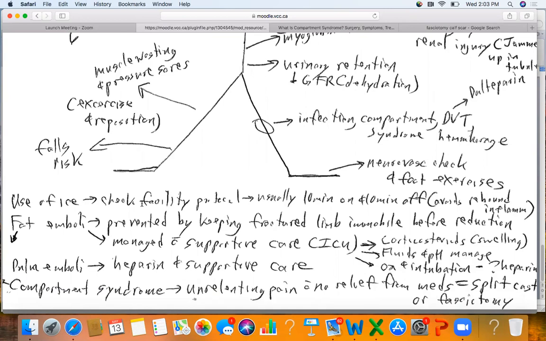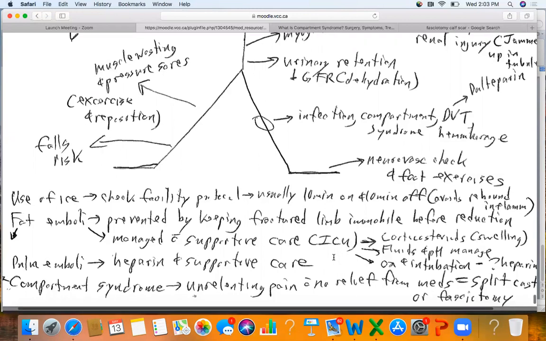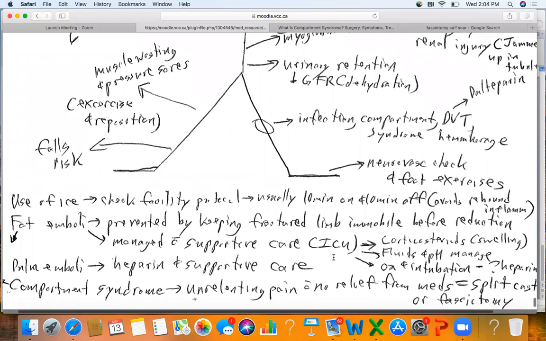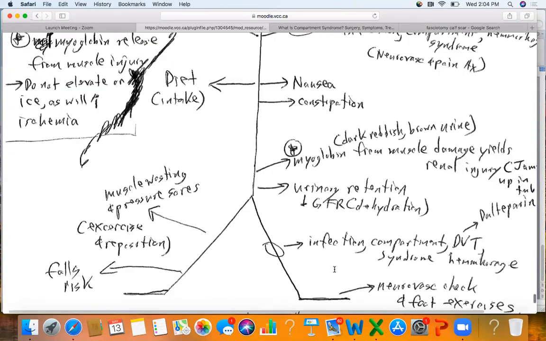A little note here on fat emboli, which we've talked about before, the importance of immobilization. We talked about just a quick little summary on how fat embolisms are managed in the ICU. It's basically supportive treatment. That's basically the overview of our fractures and compartment syndrome, and a reminder of some other points, kind of head to toe points when dealing with patients with fractures.